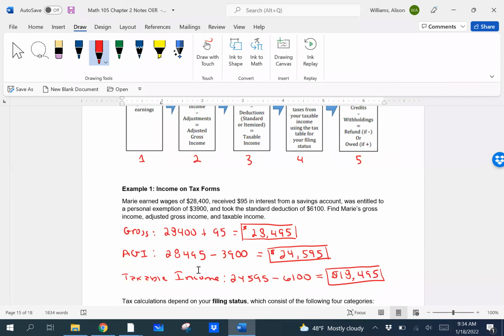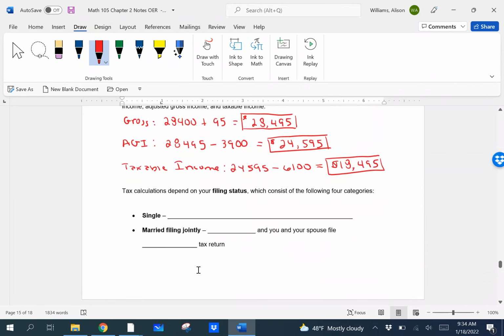Okay, so let's go ahead and look at some terminology when you're talking about your filing status, and that's what's going to be used to calculate in step 4, the actual tax. So you could be single, and they define single as obviously unmarried people, but it also could be people who are divorced. I misspelled that. Writing a little bit easier here.